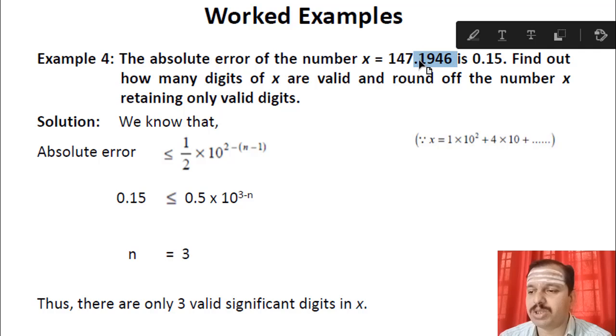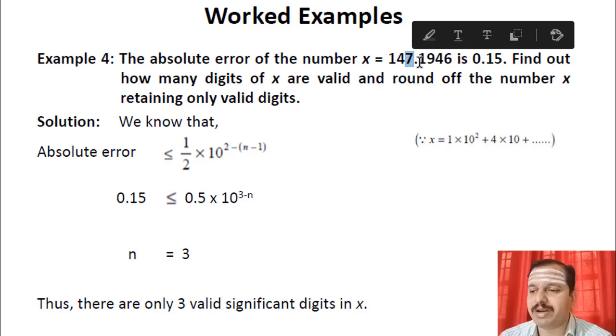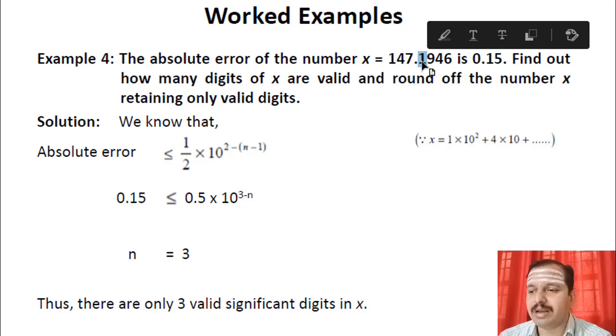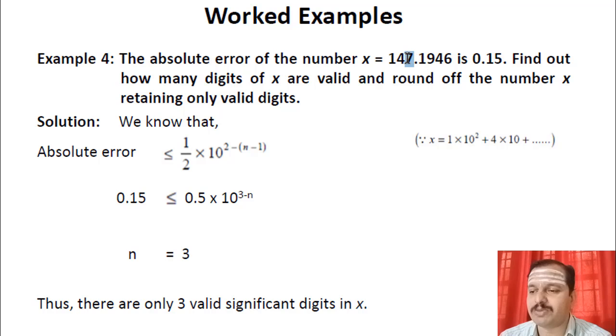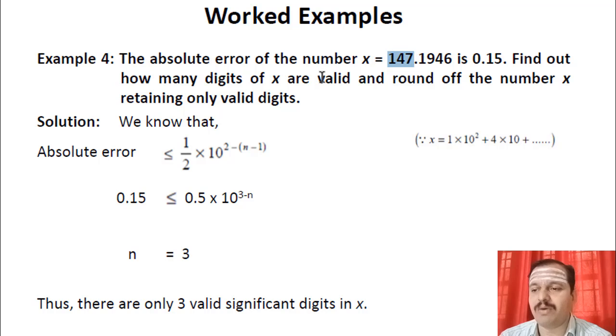It means that we are going to ignore these numbers. In order to ignore these numbers, we are stopping at 7 and we have to look at the number next to that. The number next to that is 1, which is less than 5. Therefore, 7 must be kept as it is and the remaining things must be dropped. So the final number after round off is going to be 147. That is the approximated value of x.